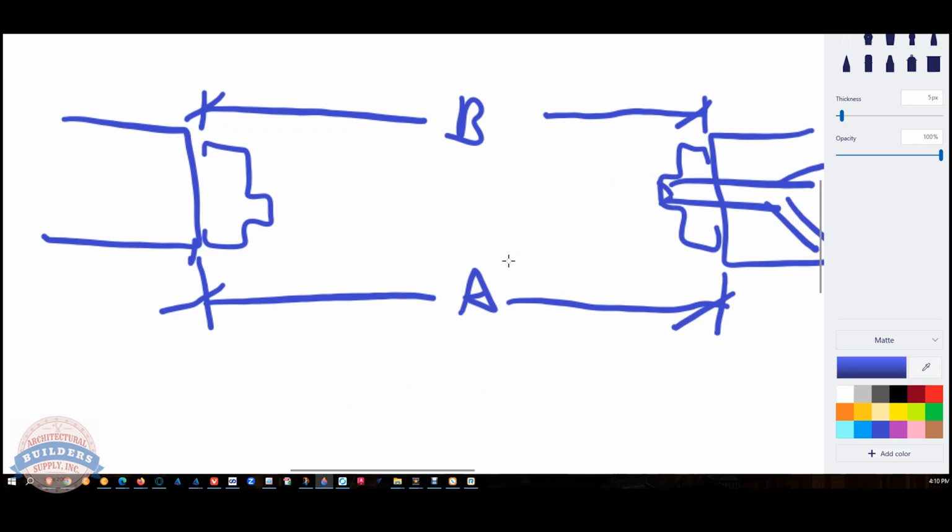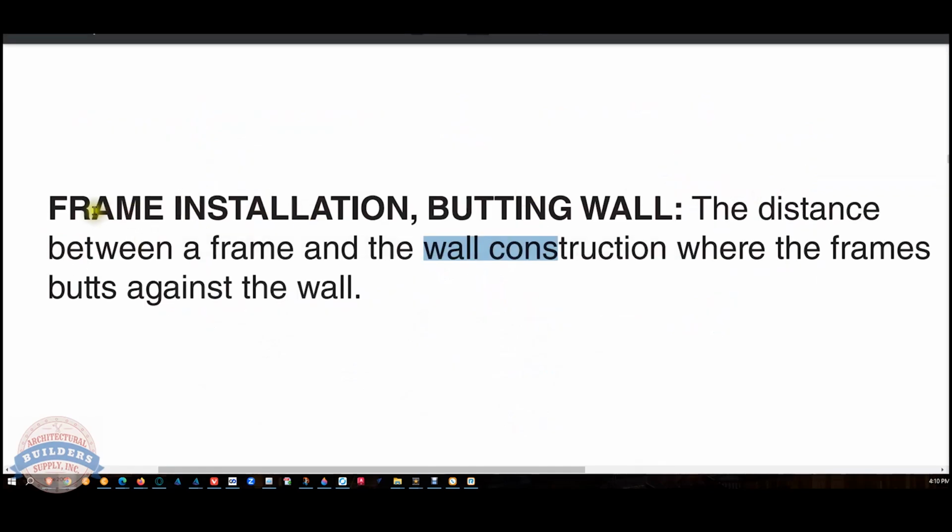Customer calls and says, I need a new door and frame going into an existing opening. Okay, great. My next question is, what is the rough opening? Well, it's a 3070. No, that's not the question. The question is what's the rough opening? Because we need to allow for the frame installation butting wall clearance dimension.